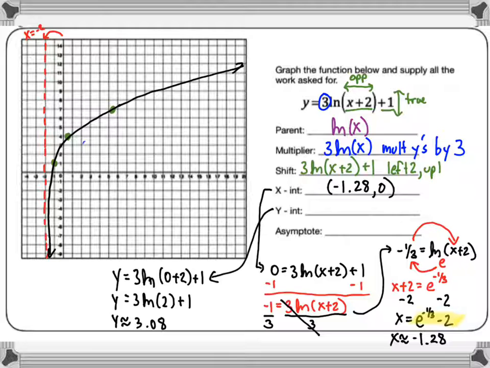All right, and the calculator says that that's about 3.08, and we did pretty good there too. If you look, there is y equals 3.08, so we were pretty darn close. So we did a good job graphing. All right, and so the last part to fill out is going to be the asymptote, and the asymptote for logarithmic functions is always going to be an x, because x equals a constant is going to give you a vertical line, so it's x equals negative 2. Okay, so that's how you do that.